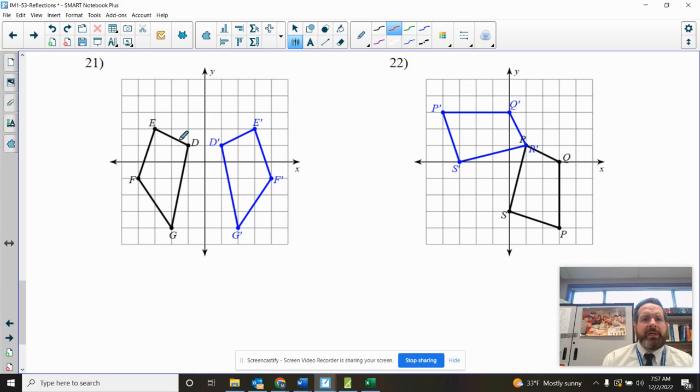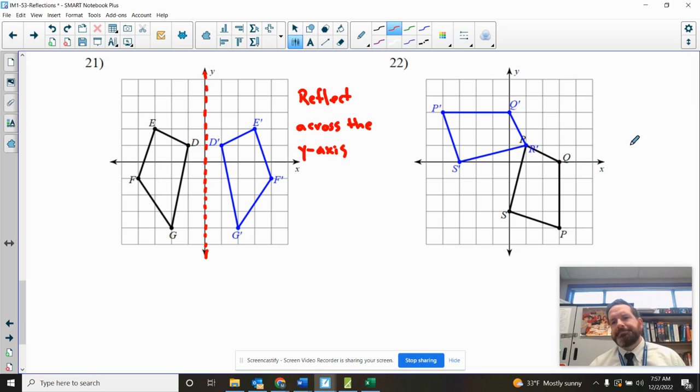Okay, 2 more here. This time, this is very clearly a side-to-side flip. So our mirror would need to be right down the middle. This time, that's just the y-axis. So reflect across the y-axis. And then lastly, well, this one's not a left-right flip, or else the image would be over here.